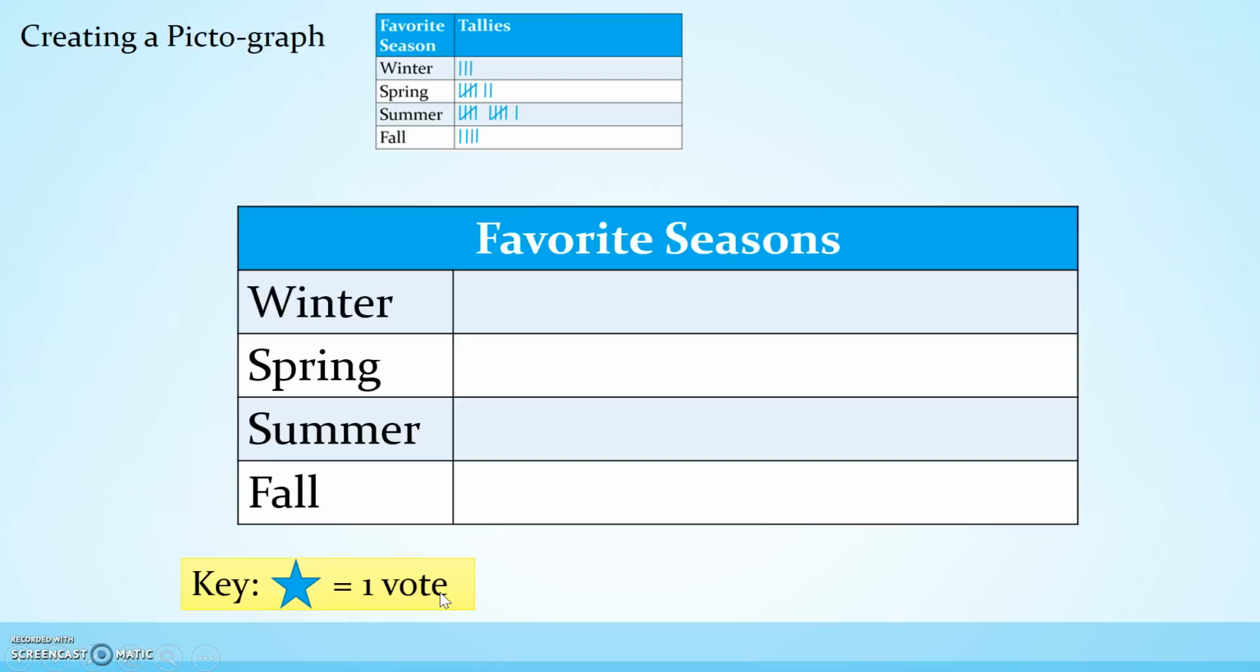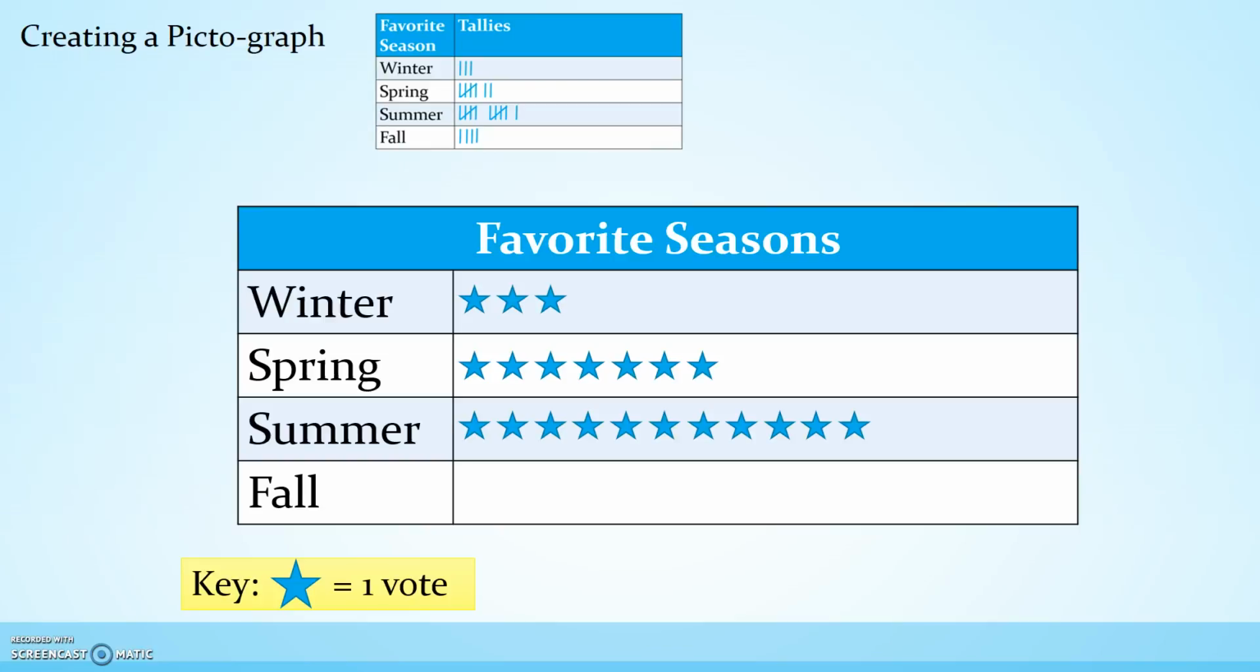So for winter, if 1 star equals 1 vote, I need 1, 2, 3 stars. For spring, I need 7 stars. 1, 2, 3, 4, 5, 6, 7. For summer, I need 11 stars. And for fall, I need 4 stars. So I have taken my tally chart and created a pictograph.